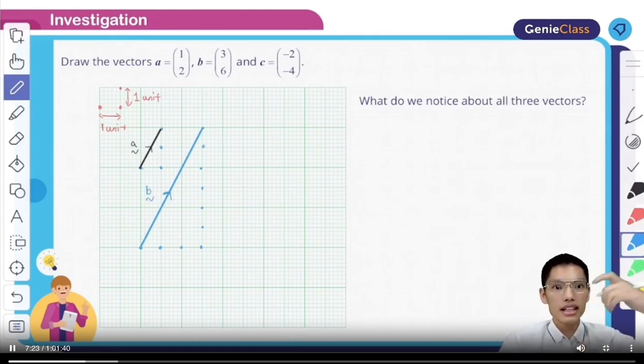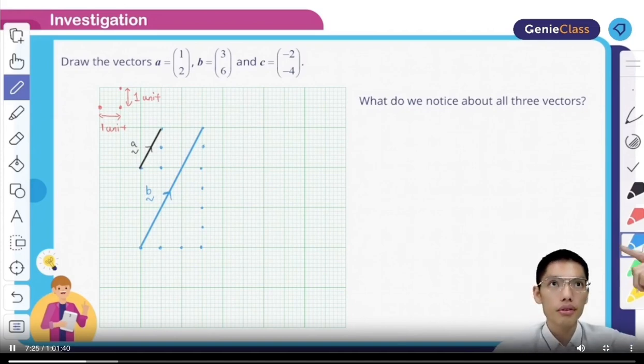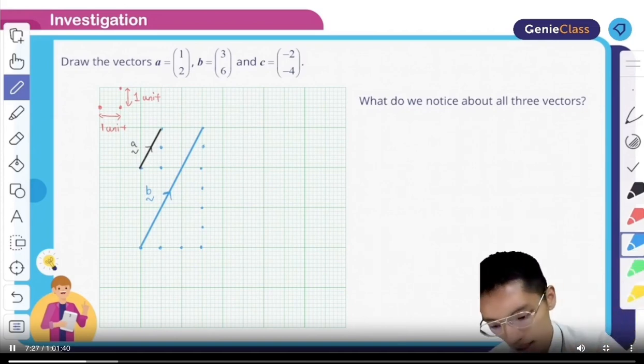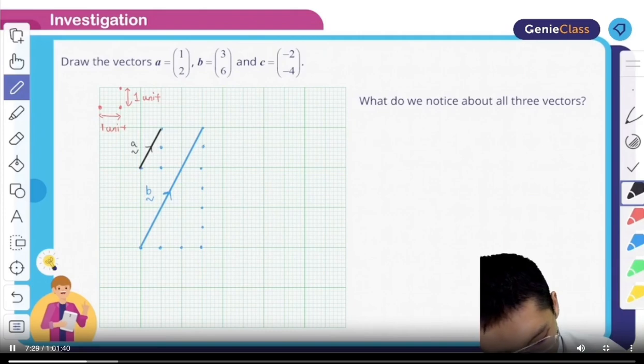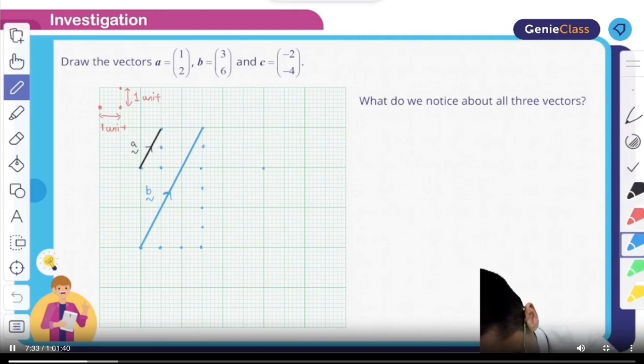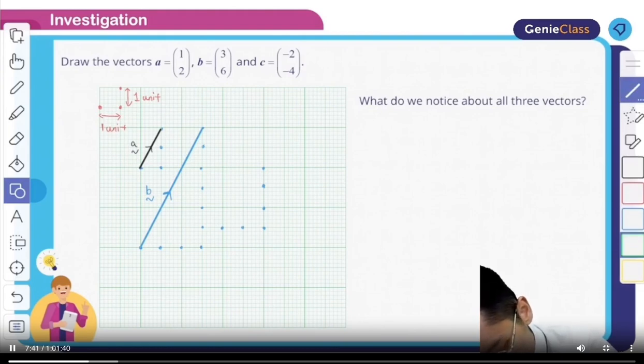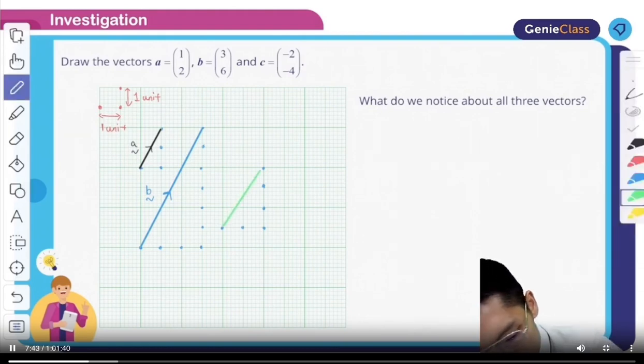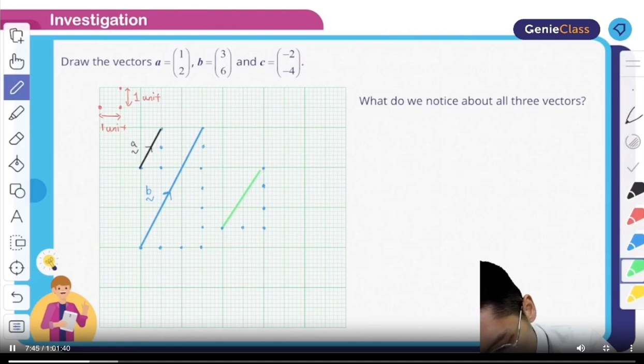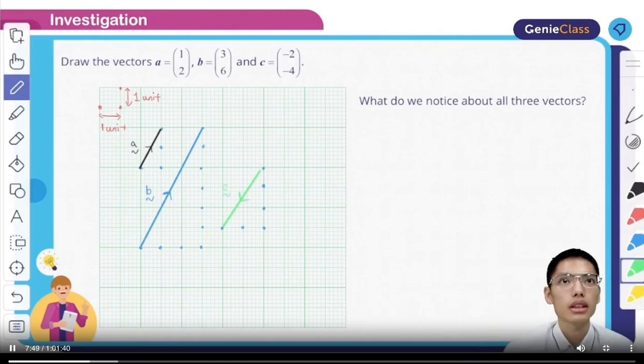Now take notes, guys. -2 means I'm going 2 units left, and -4 means 4 units down. So 4 units down, let me just draw it the other way. 1, 2, 3, 4, and 2 units left. I hope you realize in this case, I'm going to draw another vector with a green color line over here to signify my vector C. I hope you all can see the vector over here.